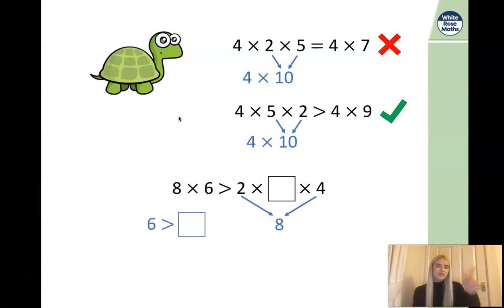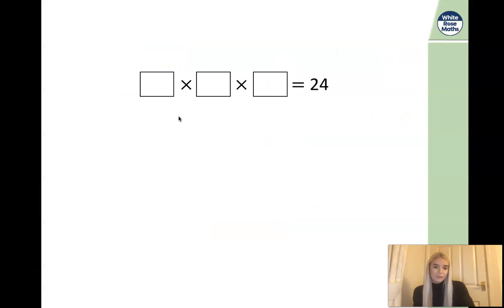So what numbers are smaller than 6? Can you say them out loud to the screen, please? Well done. We could have 5. I can hear some of you saying 4, 3, 2, 1, or even 0. Fantastic work. So it could be any of those that go in there. Our final task before you go on to your independent work, I want you to think of 3 numbers that could multiply to make 24. Can you pause the video and have a think, please? Off you go.